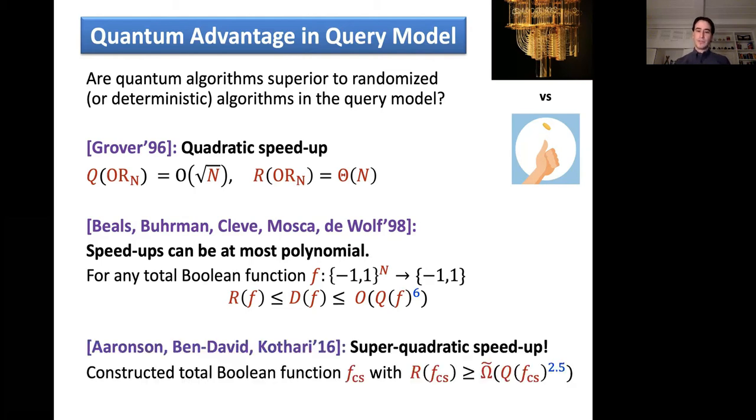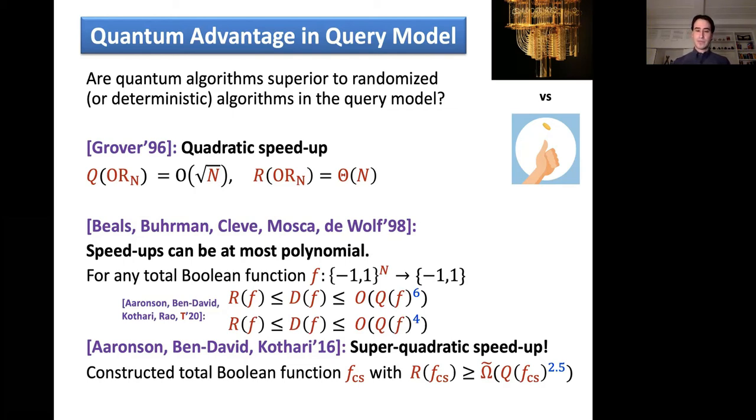Surprisingly, Aaronson, Ben-David, and Kothari showed that there are functions where the separation, or the speedup, is even greater than the OR function. They showed that Grover is not the optimal separation. They constructed a function based on the cheat sheet method, and they showed that the quantum speedup is to the power of 2.5, better than quadratic speedup.